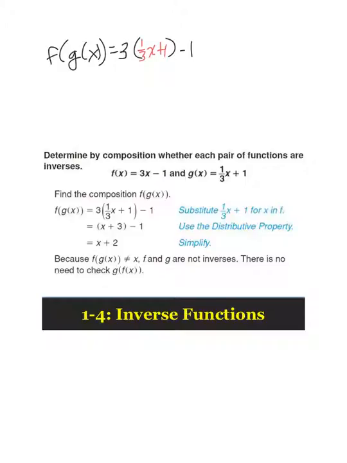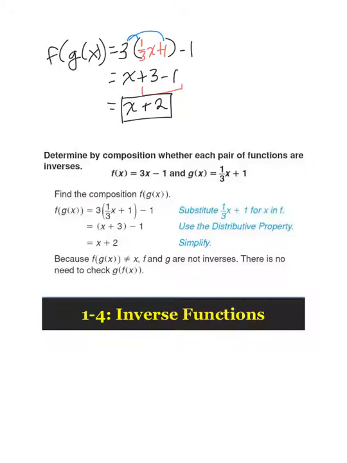Then we're going to use our algebra, and we're going to distribute. So 3 times 1/3 is 1, so I get 1x. And then 3 times 1 is 3, so I get plus 3, and then minus 1. Combine your like terms right here. And then we get x plus, where did I get 2 from? That should be a -1. Sorry, my bad. -1. So 3 minus 1 is a plus 2.